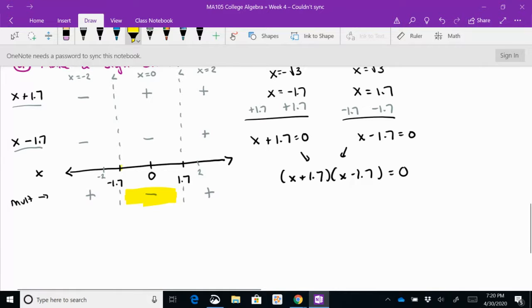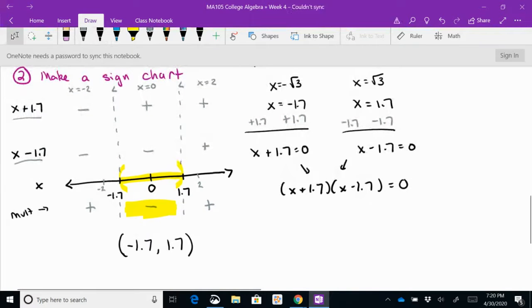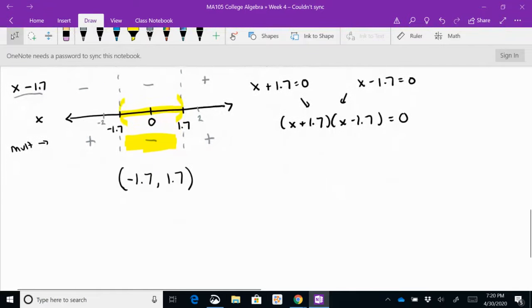Those came out negative. So if you're looking at your number line, we'd be negative right here, and we are not including our endpoints, so those would be parentheses. So your answer would be a parenthesis -1.7 to 1.7. But we had a rounded. 1.7 was an approximation for the square root of 3. So really, we get negative square root of 3 and the square root of 3.